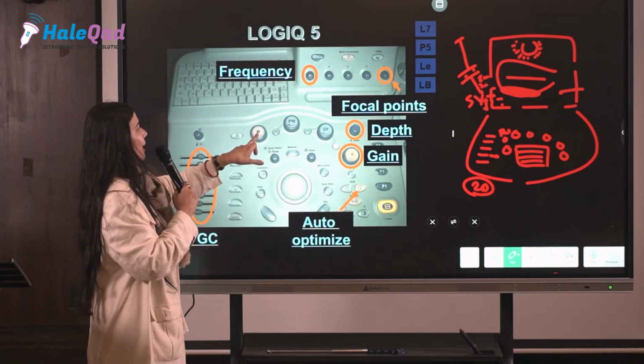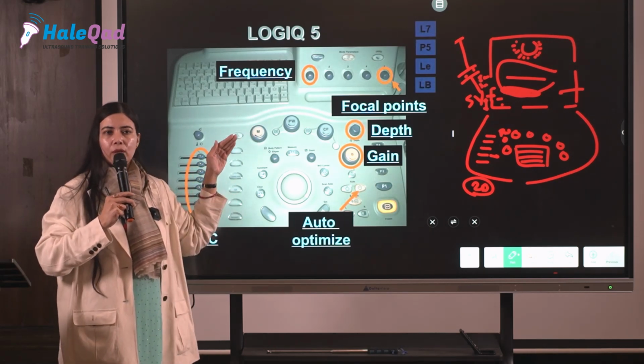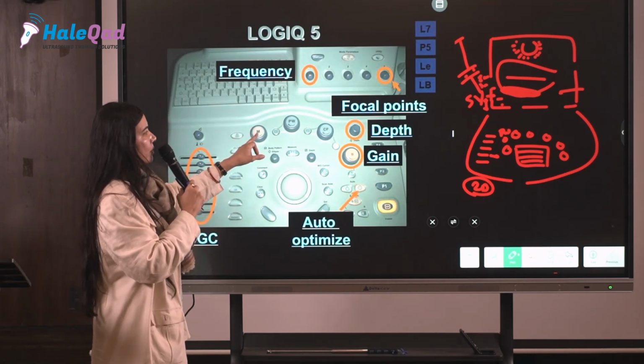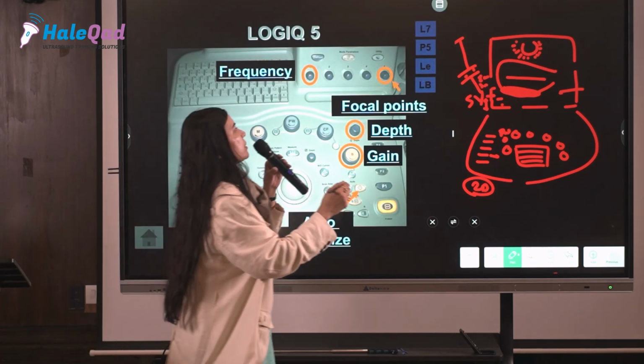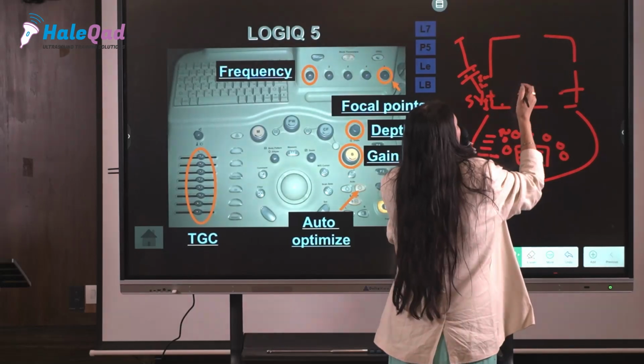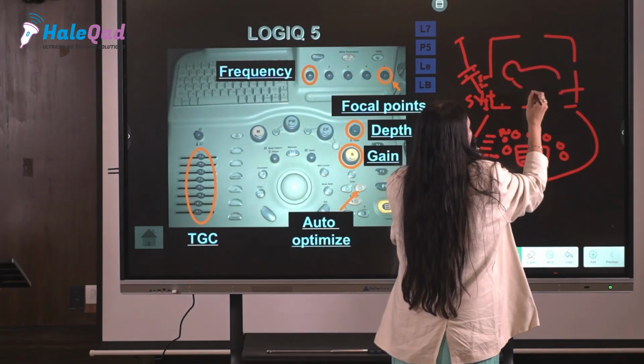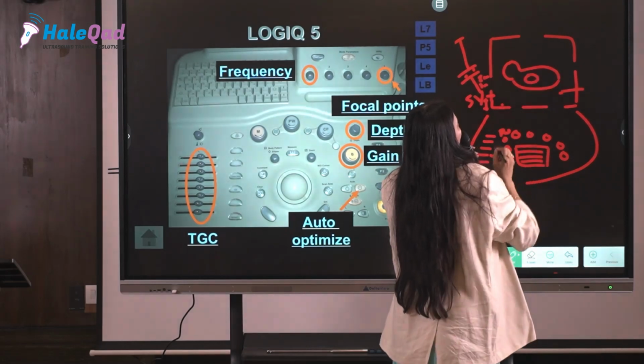Then this is M. M is motion mode. When you want to screen the heart or any moving object, you have to press this M mode, and what happens on your screen is this. This is a small fetus which is lying here, and this is a beating heart.